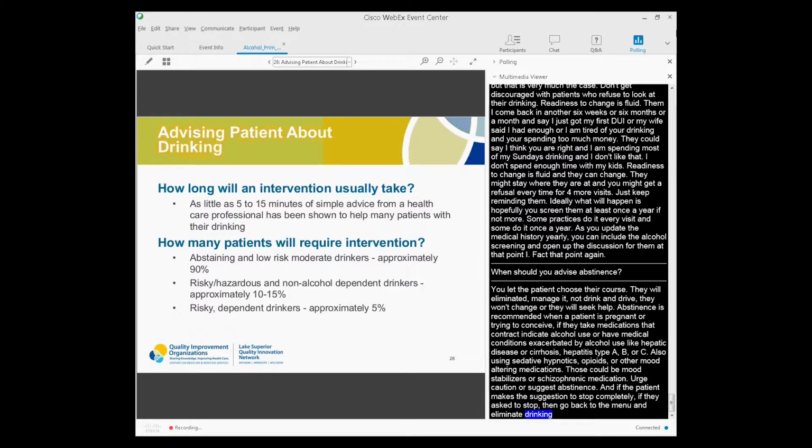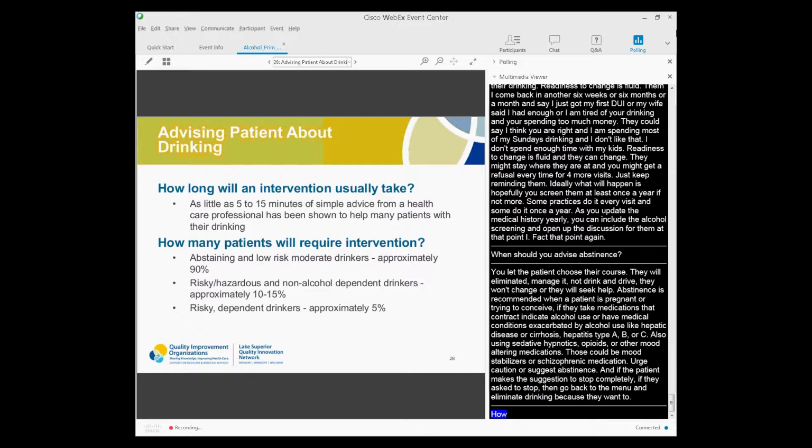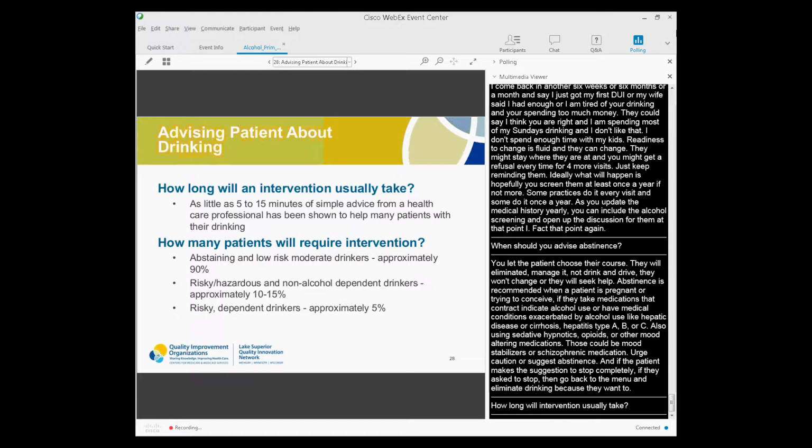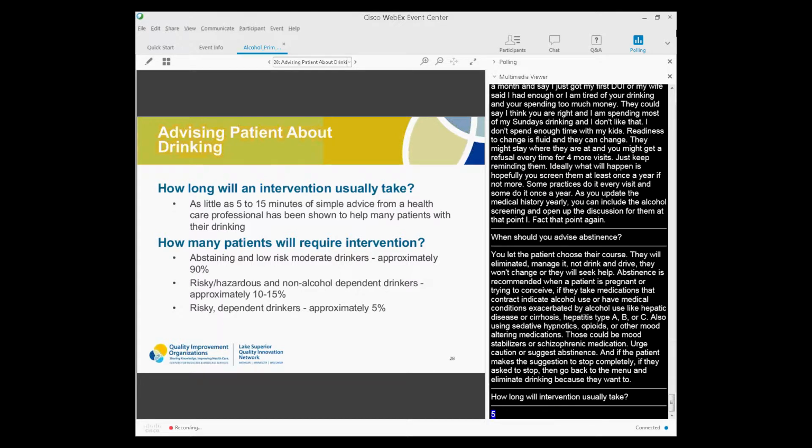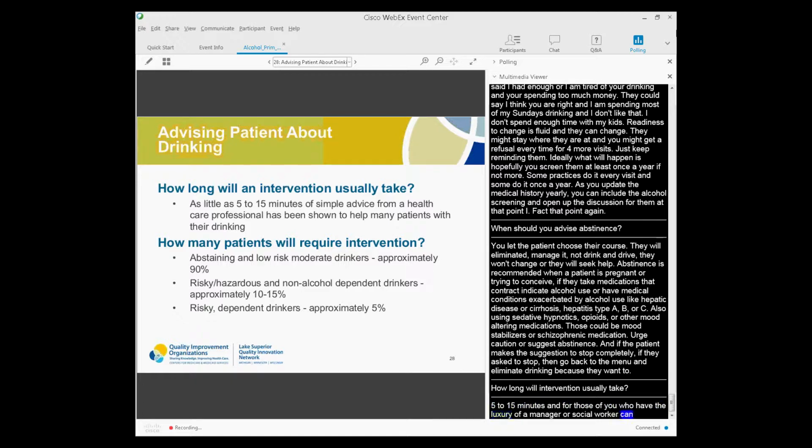Okay, so how long will intervention usually take? 5 to 15 minutes. For those of you that have the luxury of a care manager or social worker, the 15 minutes, they could spend some time talking with them. And then as little as 5 minutes, 3 to 5 minutes for a physician working on their own.